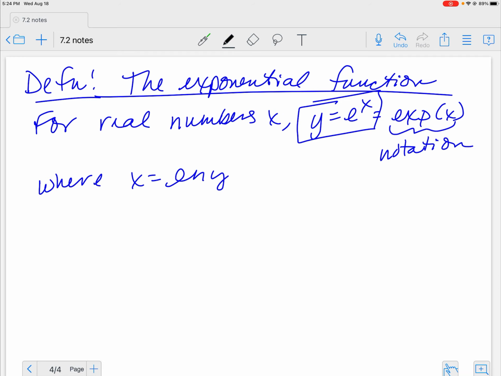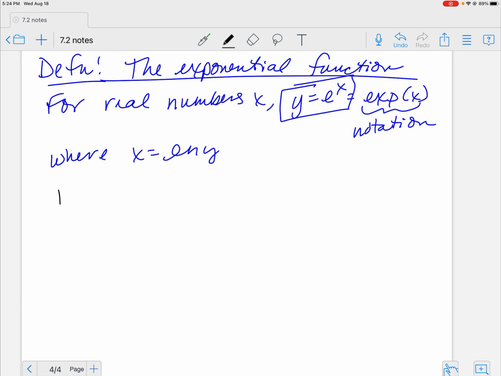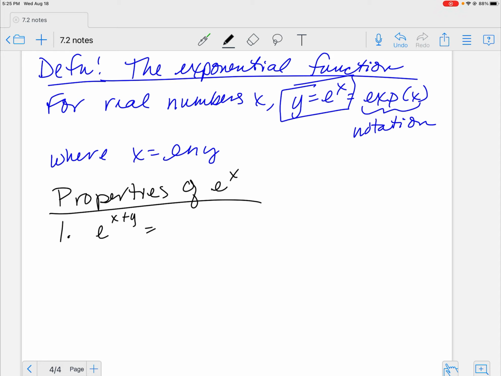Okay. Now, let's look at some properties. We had some properties of logs. Let's go back and review here some properties of e to the x. Get some algebra going for us. Our first one is if I have e to the x plus y, we can split that up and say e to the x times e to the y, right? Like bases, you can add those exponents. So you can add them and put them together, or you can break them up. It's equal, so both sides are the same.